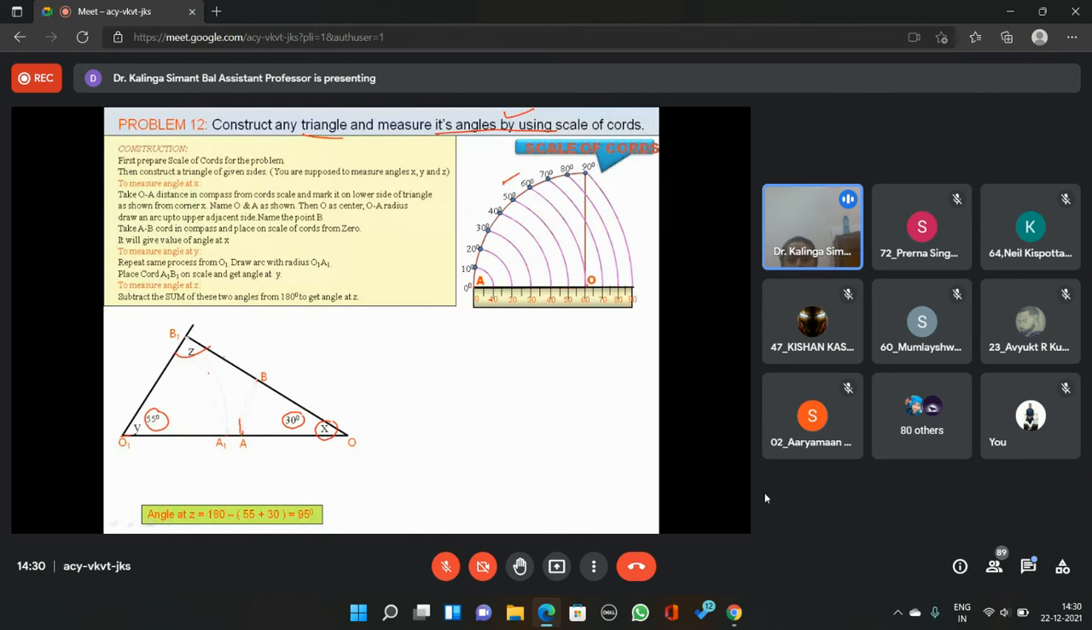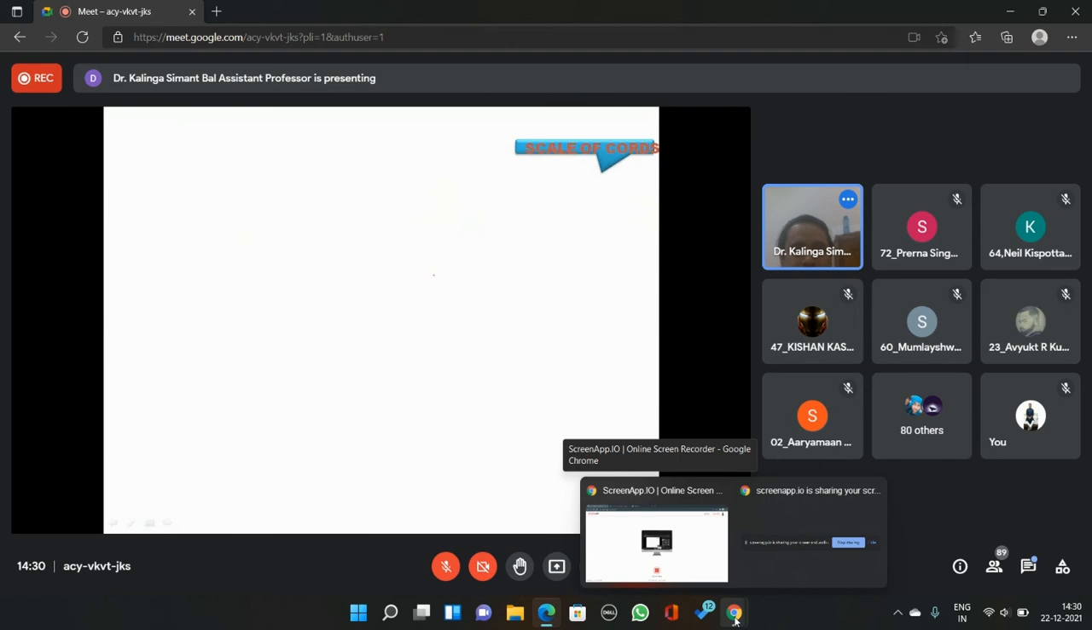So in this way, using a scale of chords, basically the angle's chord length is used to measure the length, and that length is converted into a particular length, and that particular length can be used to measure the angle between two objects. So angle is converted into a linear dimension, then a linear dimension is used to measure the angles. So this is the basic principle of using scale of chords.